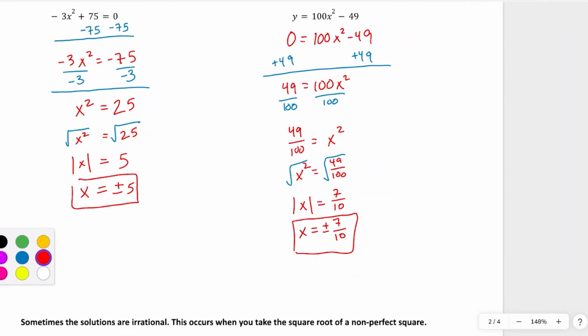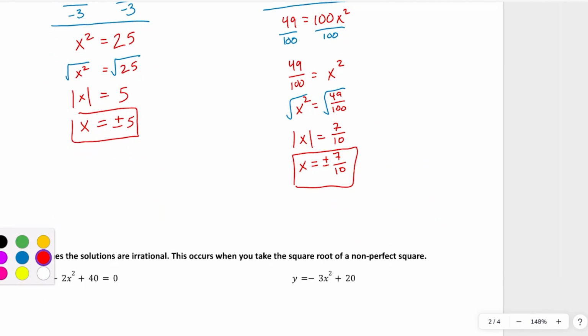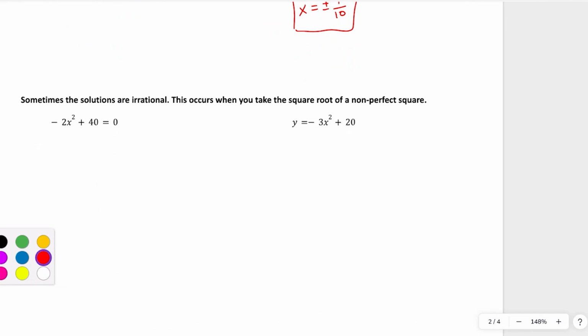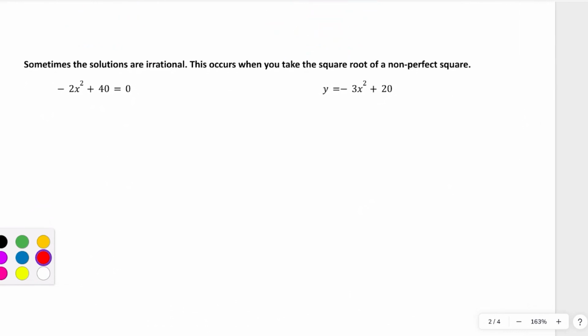All right, so the other kind of weird thing that can happen is sometimes the number that you're taking the square root of is not a perfect square. In these cases, you're normally just going to leave it as a square root and not simplify it, but sometimes you'll want to estimate it using the calculator. So I'll show you how to do both of those. Both of these we'll solve similar to the last ones, but what you're going to see is we're going to end up with a square root of a non-perfect square.